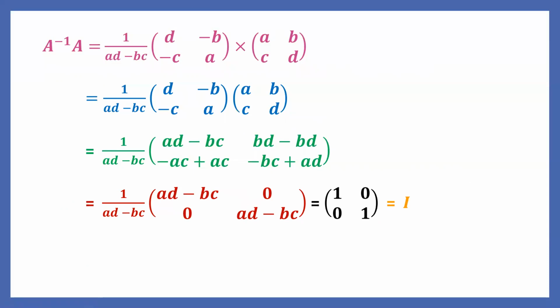identity matrix. So A times A inverse gives me the identity matrix. A inverse times A will also give me the identity matrix. This is the second important result which you need to remember.